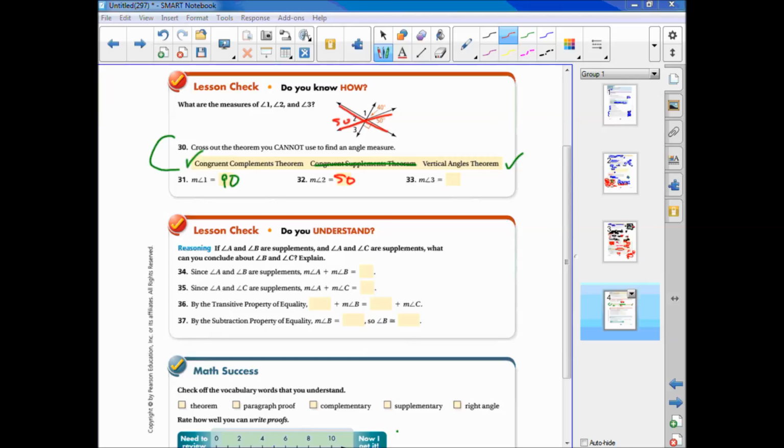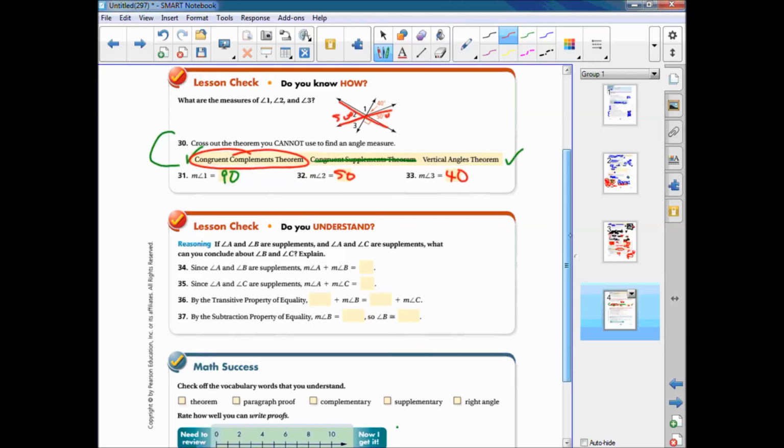And then let's see, just for the fun of it, I could do 3 and 40 are vertical angles, and I could use the vertical angle theorem again. But instead, I'm going to say that 3 is complements with 50, and 40 is complements with 50. Therefore, 3 and 40 should be the same, and that uses the congruent complements theorem. So that's why we could use that congruent complements theorem. 3 and 40 are both complements with a 50-degree angle. Not the same 50-degree angle, but a 50-degree angle. Okay. All right, lesson check.